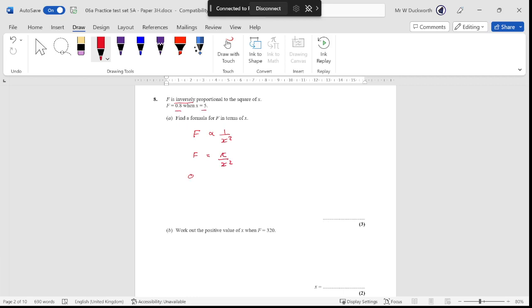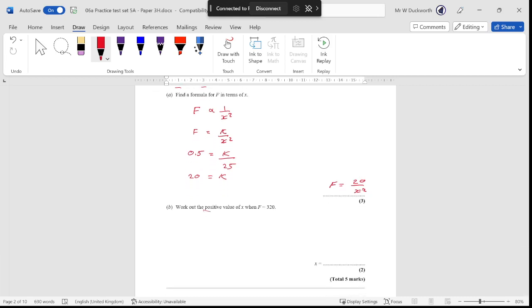So when f is 0.5, x is 5. So 5 squared is 25. Then when we rearrange that, we get 0.5 times by 25 gives you 12.5, so 12.5 is equal to k, which gives you your value for k. So your actual equation would be f is equal to 12.5 over x squared.